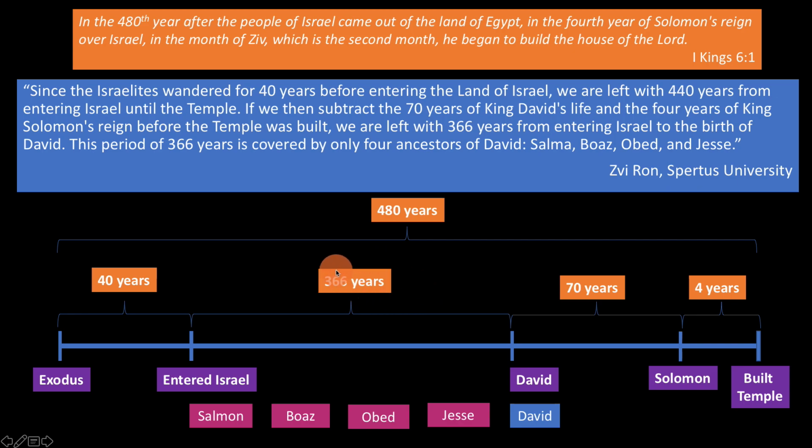This presents us with a real difficult issue. The reason being is that if we take 366 years and divide it by 4, and by doing this we're going to get the average childbearing age of these men, we're going to arrive at 91 years of age, which is an extremely old age to be having kids, even in biblical times.